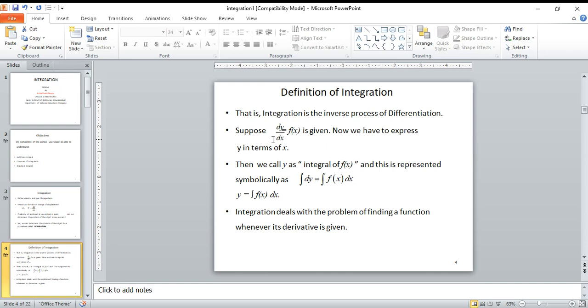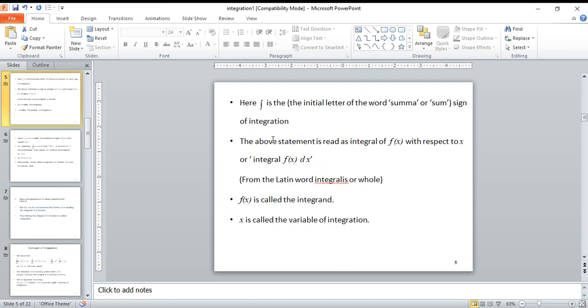Integration deals with the problem of finding a function whenever its derivative is given. Here, the integration sign is the initial letter of the word summa, or sum. This symbol is sum of, or summa.